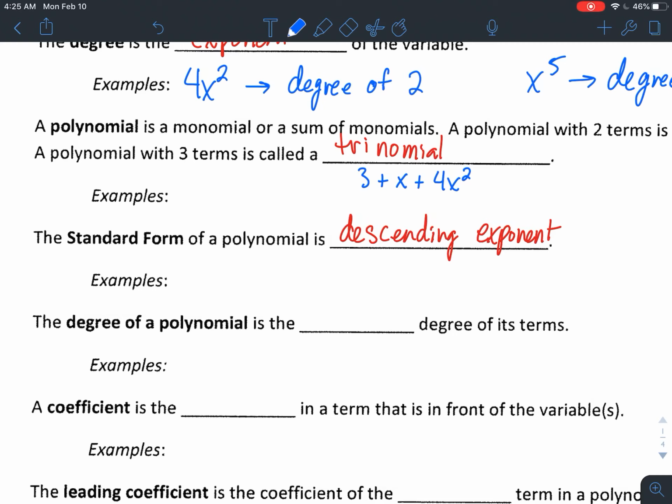So if we took the example that we were just looking at, the trinomial here, 3 plus x plus 4x squared, that's not in standard form right now. If I was going to put that in standard form, my highest degree has to go first, so that 4x squared term goes first. And then x to the first power, which is just x. And then that 3 doesn't have a variable at all, so it has like an x to the 0 power. So that would be my trinomial from above, written in standard form. And that's how I will usually present it to you.